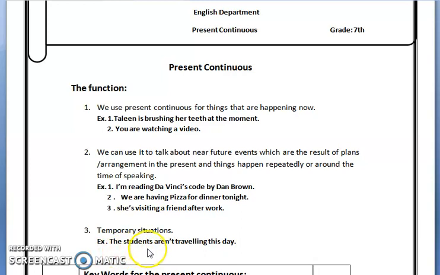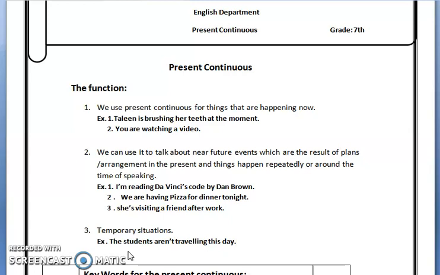The students aren't traveling this day. What do we mean here? This day, okay, we have students that are supposed to be traveling, but it's a temporary situation. So this is something not permanent. This is something we are speaking about now or for this day or for today, just to tell you what will be happening, okay?